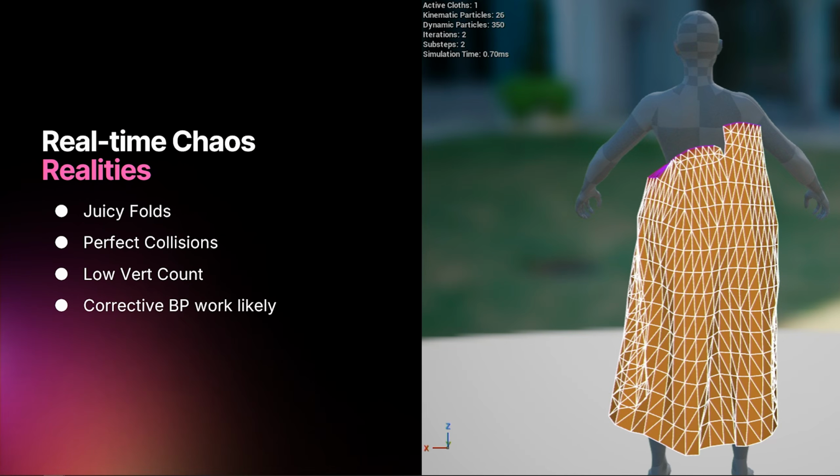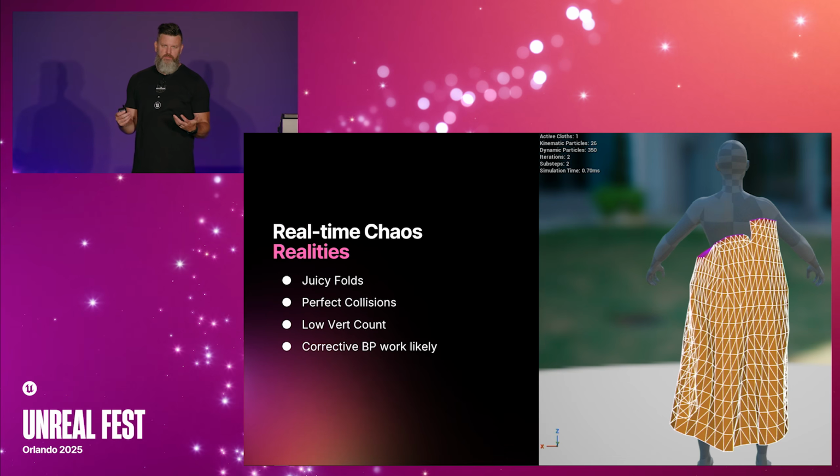All right, so again, knowing that we had a 60 hertz frame target and 300 plus simulated vertices, we knew that there were going to be some compromises because we had to hit those targets and we knew we couldn't have it all. Some of those things were juicy folds, right? Because there's only so much resolution and every vert counts. Getting super intricate folds just probably wasn't going to be that big of a reality for us.